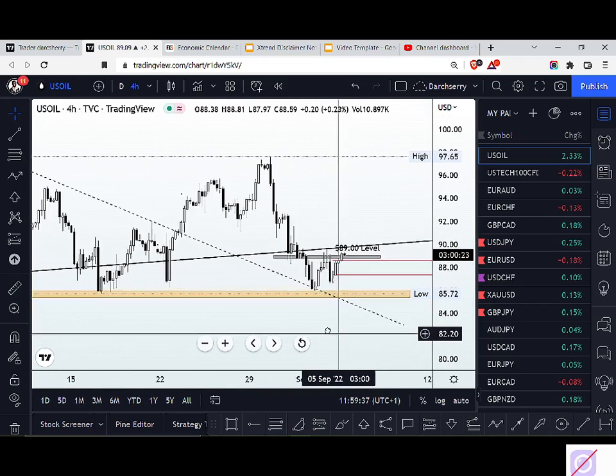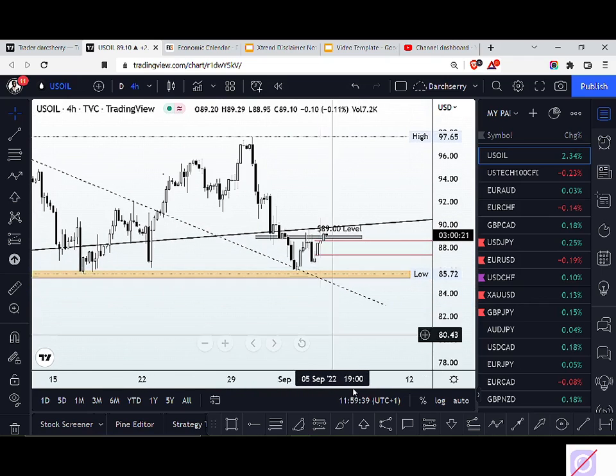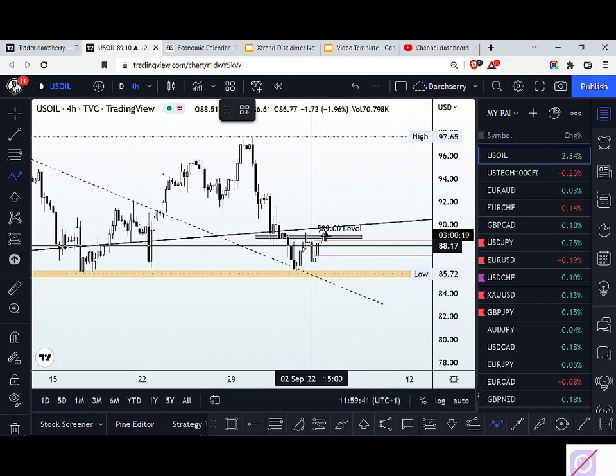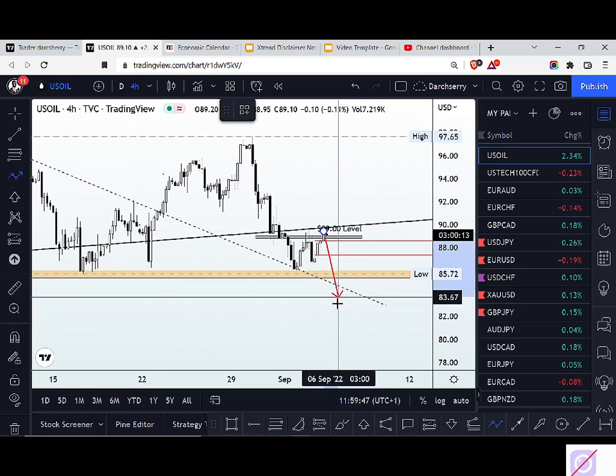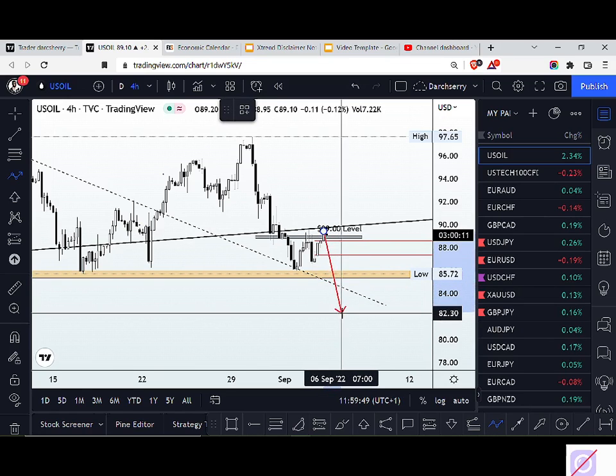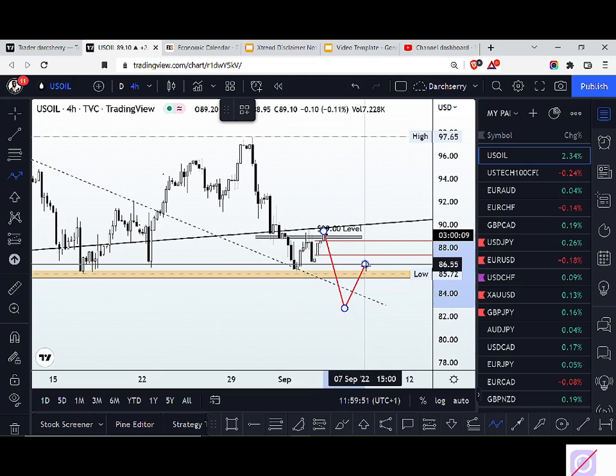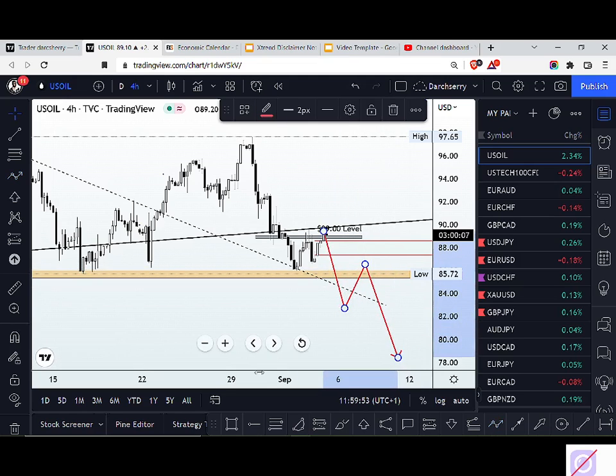And then the other scenario for a selling opportunity here is if we see an outright breakdown of the $85 level, which is the key level we identified on the higher time frame, after which a retest of structure gives us a confirmation to join the decline.